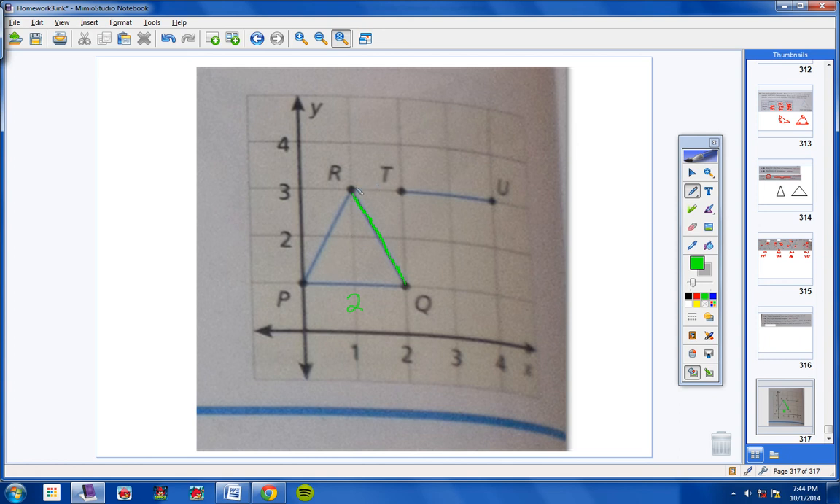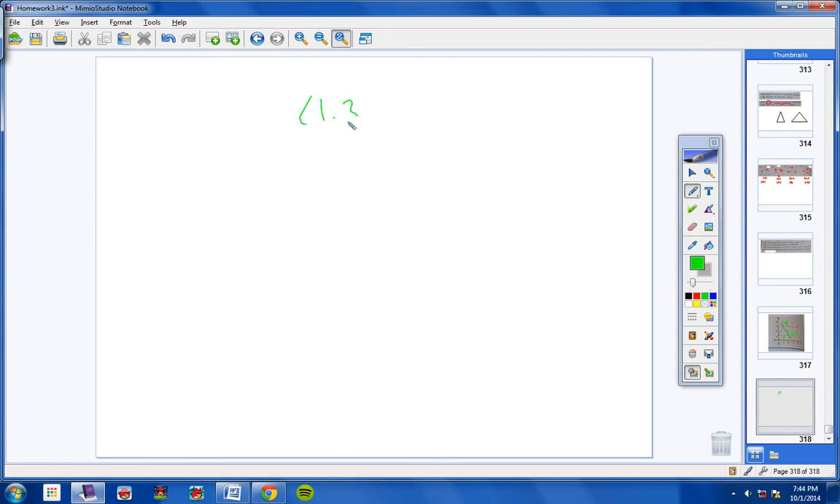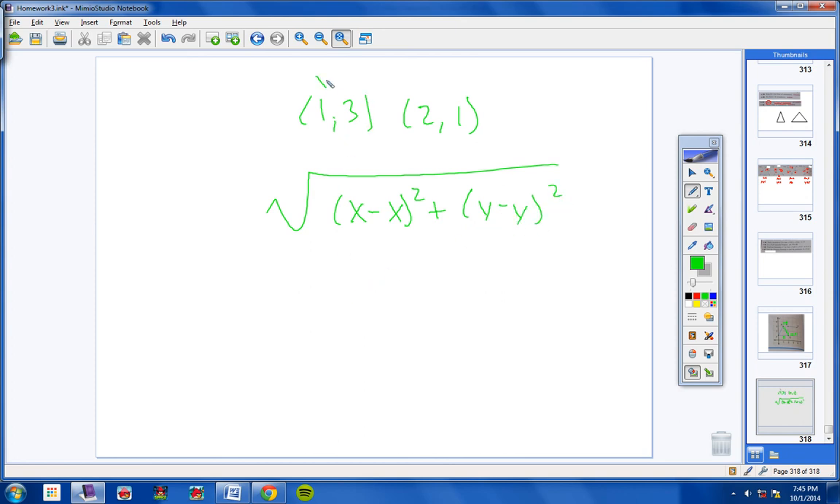Okay, so here we go. This ordered pair for R is 1, 3. Okay, 1, 3. And this point here for Q is over 2 and up 1. So we have to use the distance formula to find the distance between 1, 3 and 2, 1. So 1, 3, 2, 1. Distance formula, x minus x, quantity squared, plus y minus y, quantity squared. This is your x, this is your y, this is your x, this is your y.